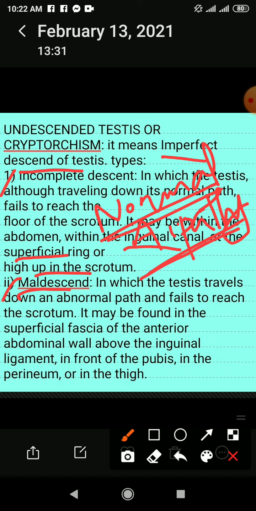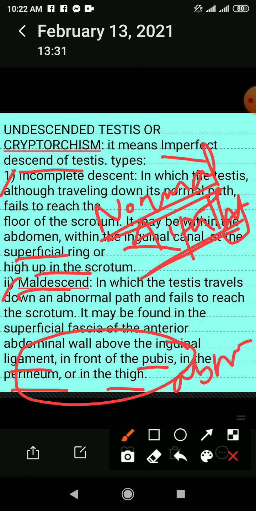Mal-descent means they are arrested elsewhere, other than the normal pathway. That means they may be arrested in the inguinal ligament, or in front of the symphysis pubis, or in the perineum, or in the thigh. So that means they are arrested in abnormal sites, an abnormal pathway. So these are known as the mal-descent of the testis.